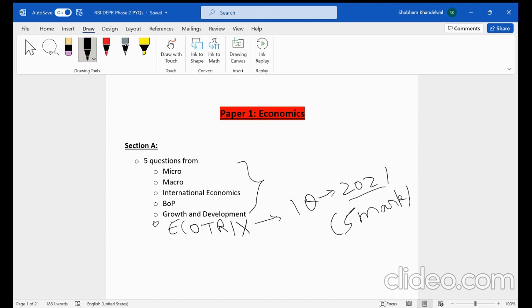These are the major focus areas in Phase 2. Now let us discuss the previous year questions which have come from these subjects. I will discuss the subject-wise previous year questions now.